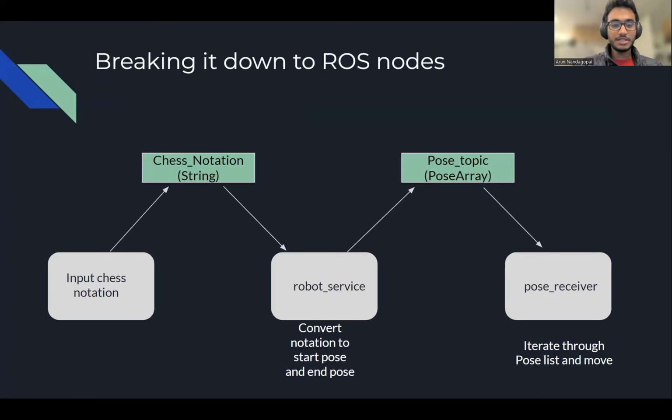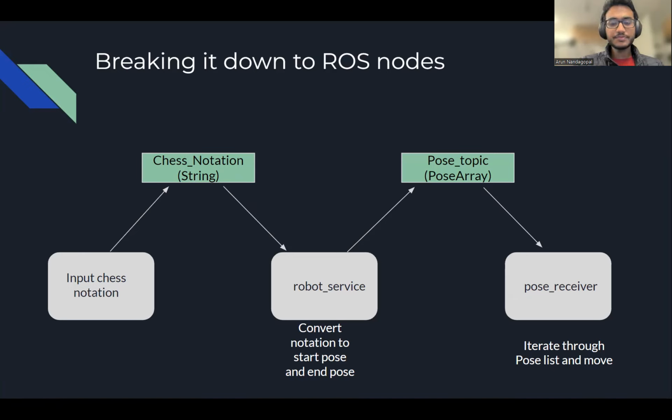Using these, I made this setup so that we could publish a chess notation onto the chess notation topic. And this is a string. So we publish d4, and the value published on this topic is subscribed to by this robot service. What it does is convert this chess notation into a start pose and an end pose.